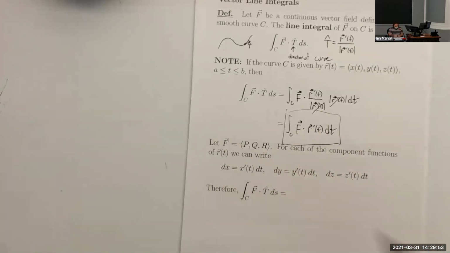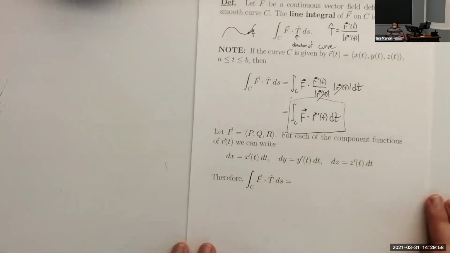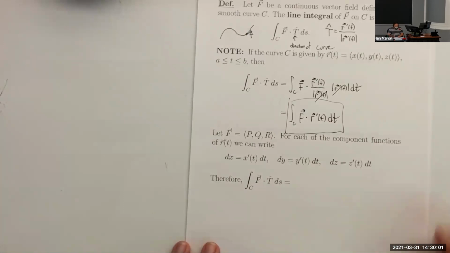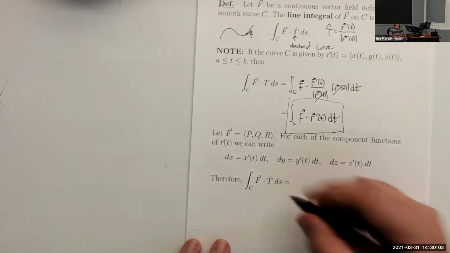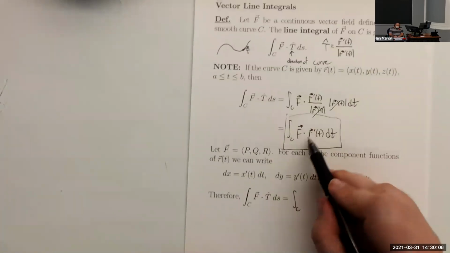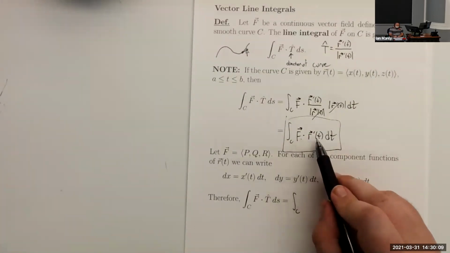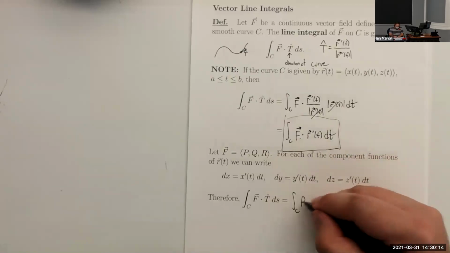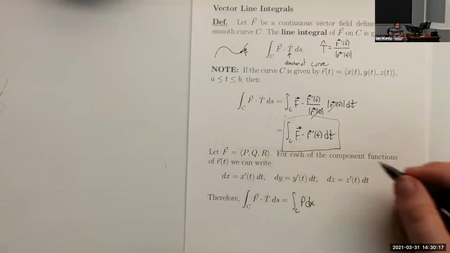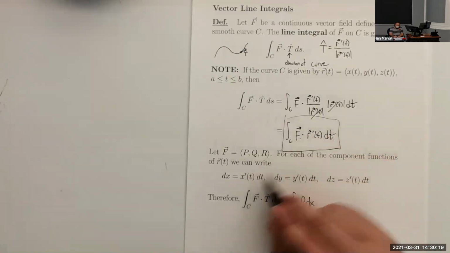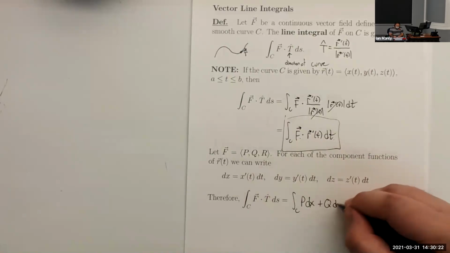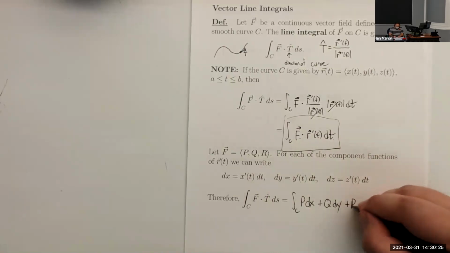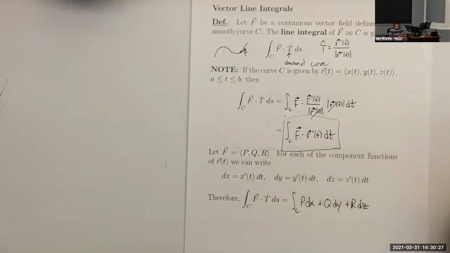If we divide both sides by dt, we have x prime as dx dt, and so on. All right, so what's another way of expressing this vector line integral? Well, it's a dot product of f with all of these derivatives, right? So we could write this as p times dx, because this right here would give us x prime dt. And then we have q times dy, and then r times dz.